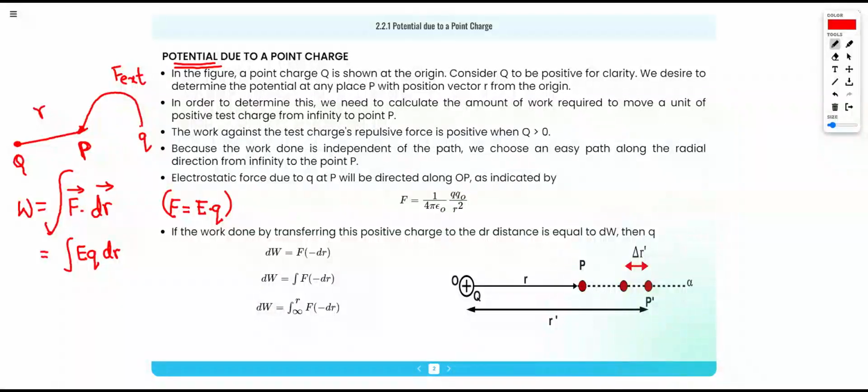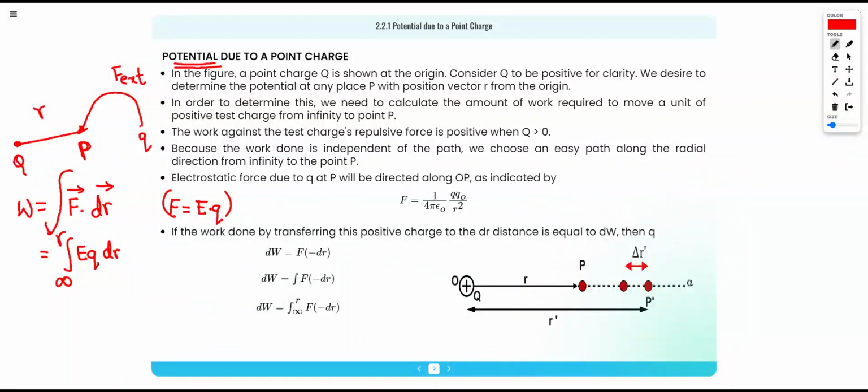We have to write the limits. So what will the limits be? It tries to come from infinity. It can go till distance r. So I will write the integration from infinity to r.